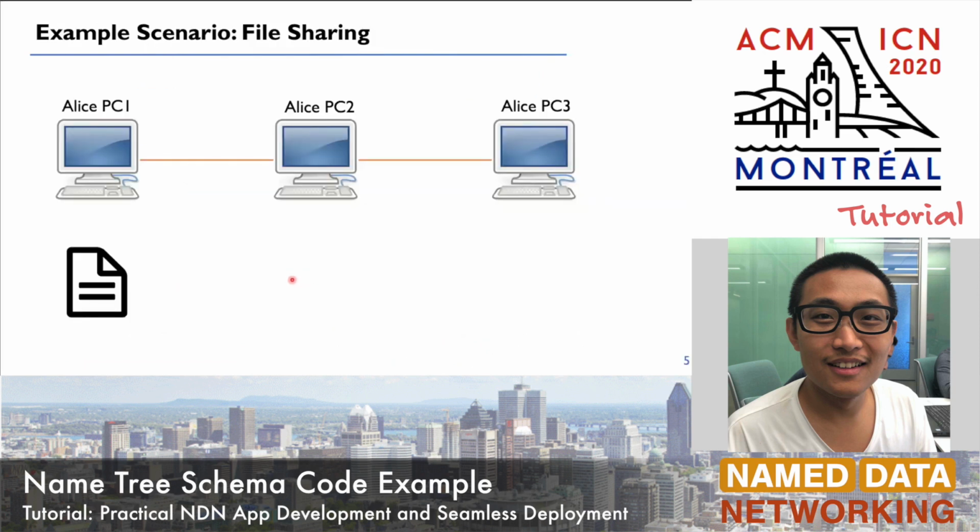Since talk is cheap, let me show you a code example, which is a proof of concept implementation in Python NDN. Our scenario is very simple. We assume that the user Alice wants to share some file between her computers. She has the file on her PC1, and she wants to share it to PC2 and PC3.